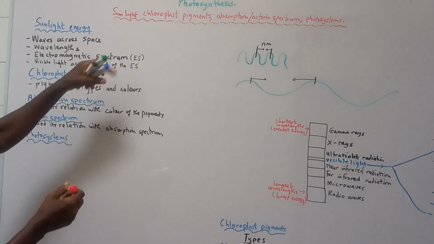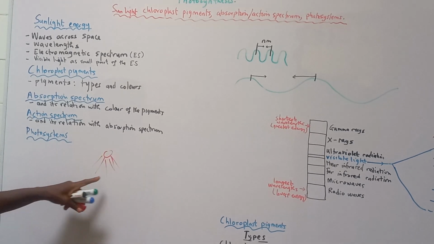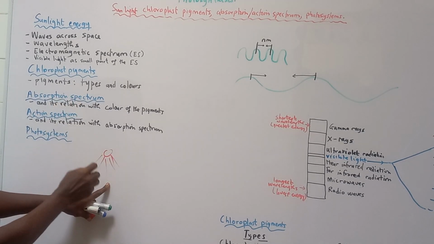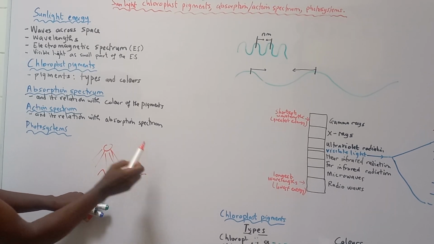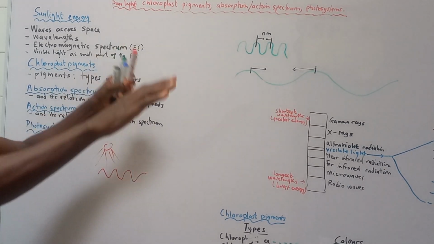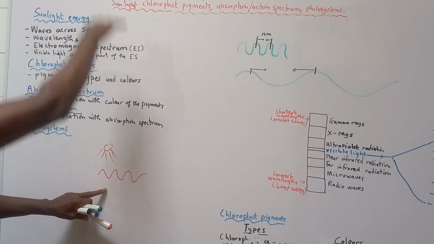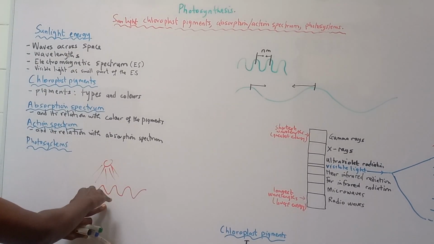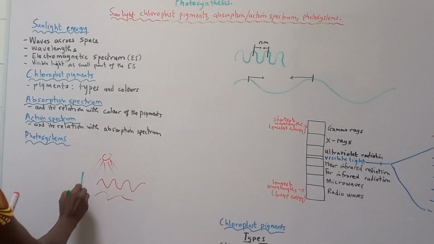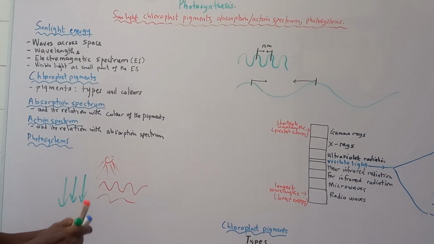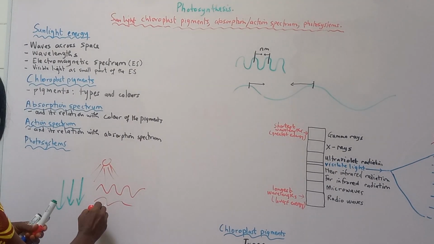Sunlight energy: if this is sunlight flowing down, the energy of sunlight undulates as waves across space. So here is space and sunlight from the top. The energy comes down as waves. The radiant energy doesn't come down straight across space. The energy flows as waves.